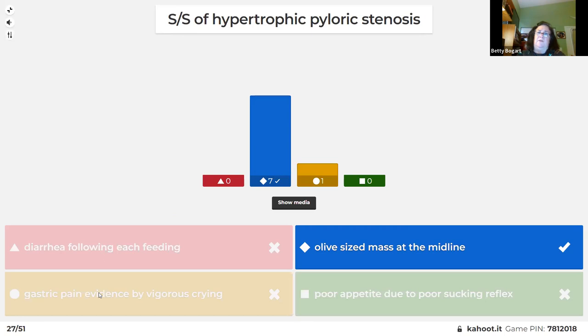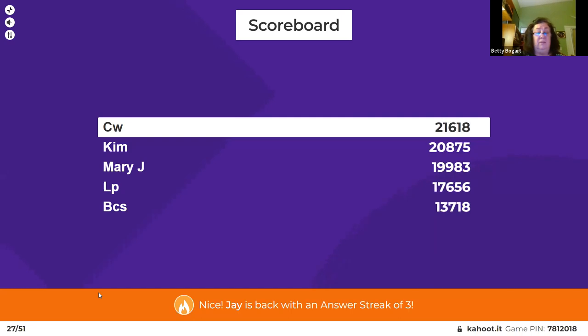So hypertrophic pyloric stenosis is that little olive mass right underneath the xiphoid process, actually. And that's that little hypertrophic muscular valve, the pyloric sphincter, that you can feel. And you're going to see them projectile vomiting across the room. Literally, your feet will get splattered. It's quite impressive.